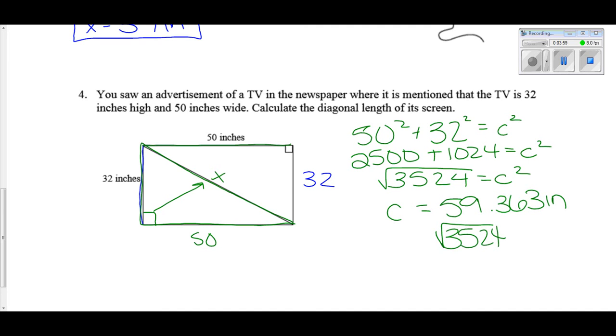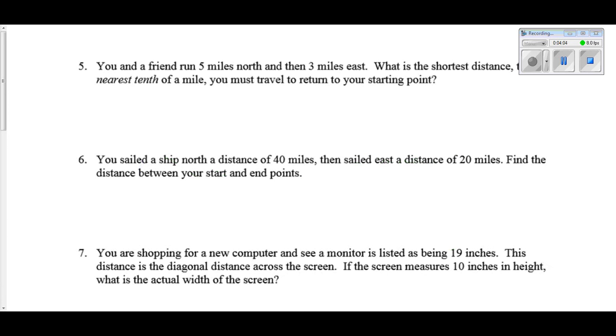So there's the front page. Let's go to the second page. For number 5, we want to draw the picture. If I know you and a friend ran 5 miles north, so here's my 5 miles that I ran. And then I ran 3 miles east. What is the shortest distance to the nearest tenth of a mile you must travel to return to your starting point? Where the shortest distance is just a straight line. So we're looking for this piece here. Here's our right angle. So we're looking for our hypotenuse.